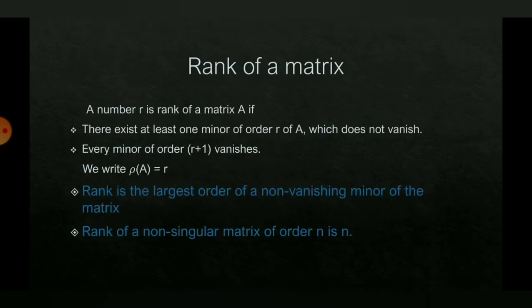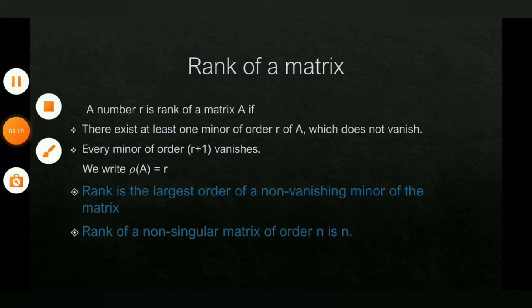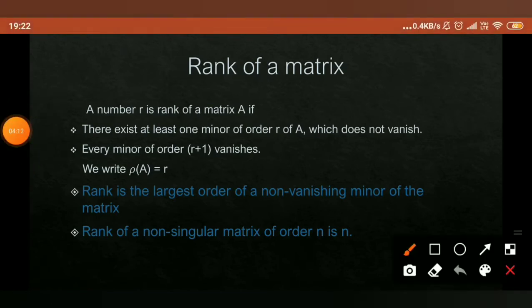So what is rank? Rank is just a number. What is that number? That is the order of the minor which is not 0, which does not vanish. Let the minor of order R not vanish, while all the minors of order R plus 1 and all the minors of higher order vanish, then the rank of A is called R, right? So this is the definition.